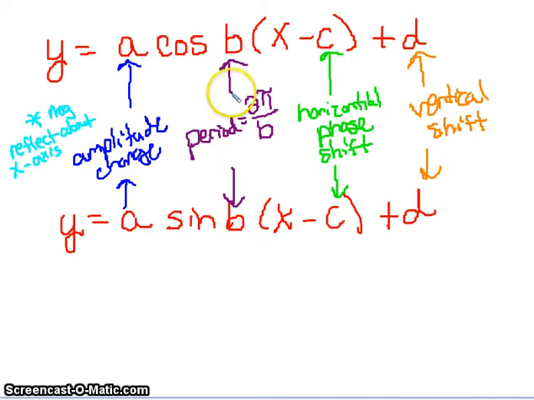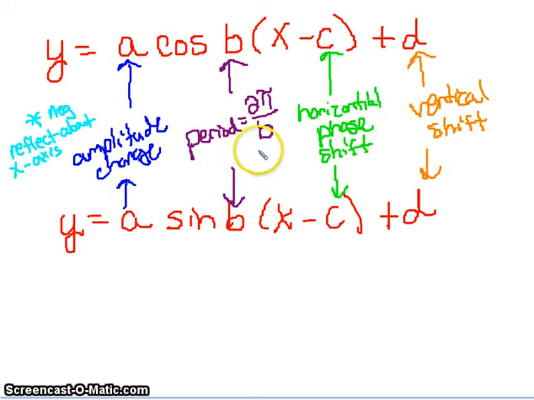We then have another variable b, which is going to be in front of our parentheses. B is what we use in order to find our period. Our typical period for the cosine and sine is 2 pi. If we have a b which is different, we are going to divide by b in order to find our period. So our period is always going to be equal to 2 pi divided by b.